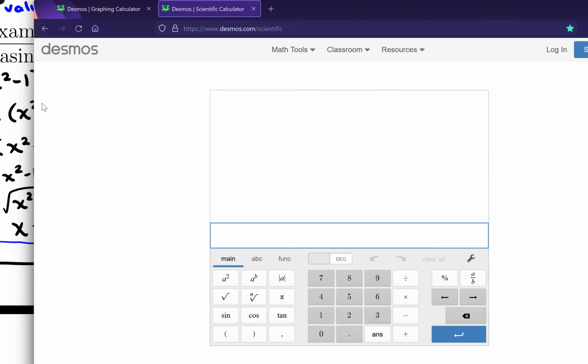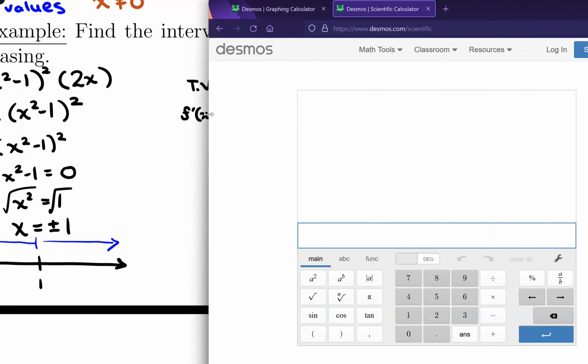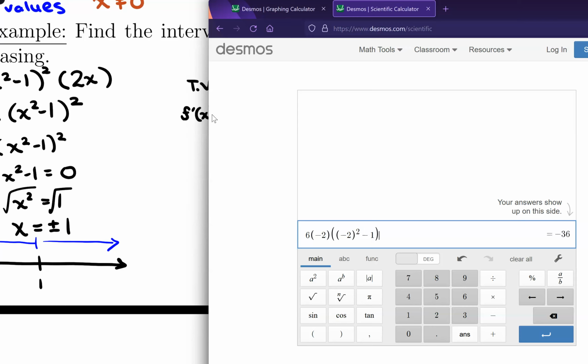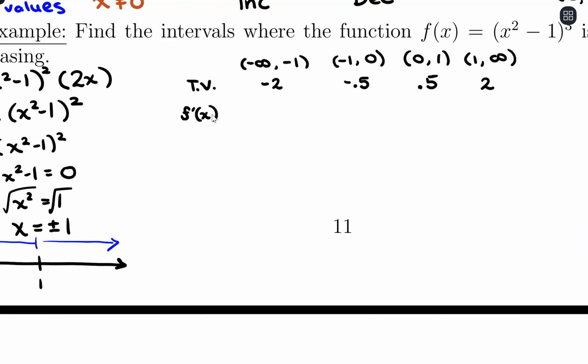So, I just want to make it so I can see my derivative function. We're using 6x times (x² - 1)². Let's say we're plugging in -2 first. So I'm going to have 6 times -2, and then in parentheses, (-2) quantity squared minus 1 with that whole expression squared. And that's giving me -108. Really, we're just interested in the fact that it is negative, so I'm just going to put a negative symbol for that interval.